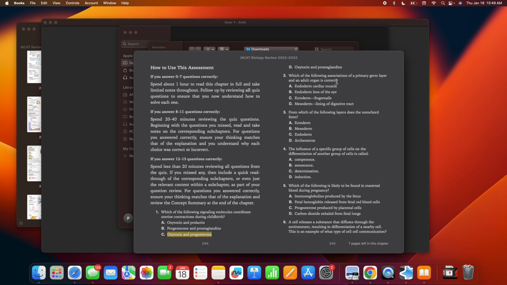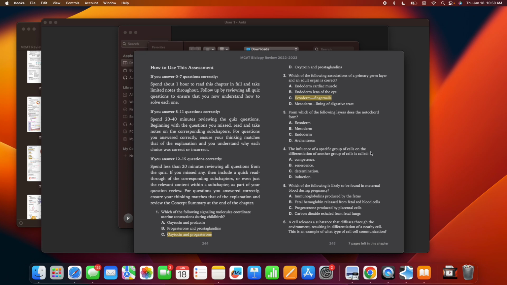Which of the following associations of a primary germ layer and an adult organ is correct? We have ectoderm for fingernails. This is correct. So that would be our answer. We have mesoderm, lining of digestive tract. No. Mesoderm is for the movement structures, like bone, muscle, etc. Digestive tract is with the endoderm. So lens of the eye, that would be ectoderm, and cardiac muscle would probably be mesoderm since it's moving. Yeah, it's a muscle.